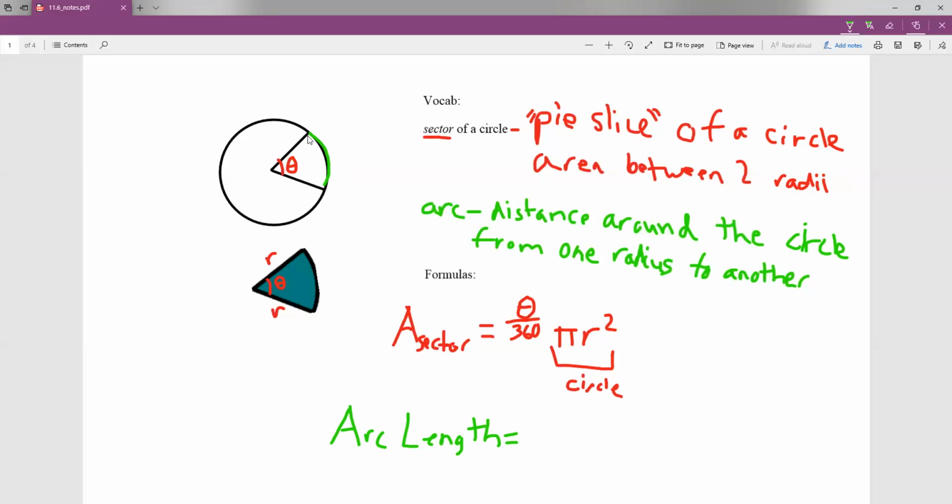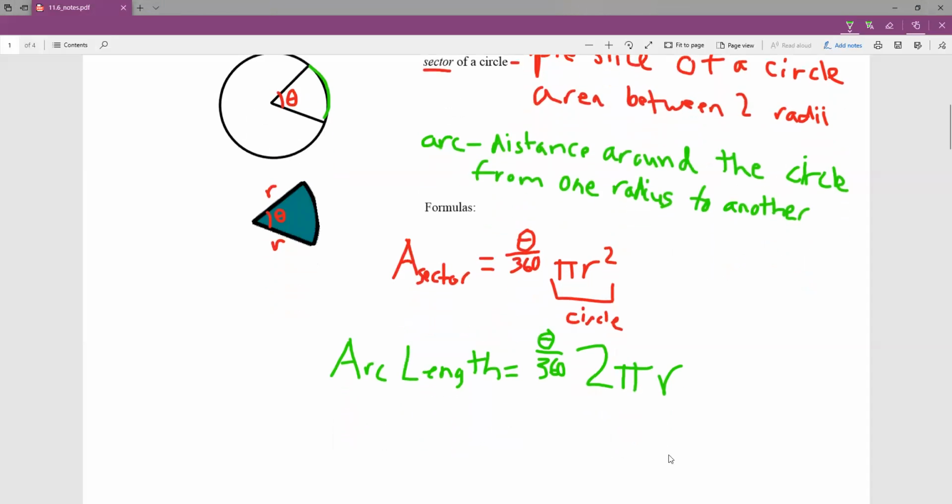So arc length is just a portion of the circumference. We're going to start off by writing out the formula for the circumference, which is 2 pi r, right? And just like before, we're only going to take a portion of it. We're going to take theta's worth of the whole circle. So theta over 360, times 2 pi r.